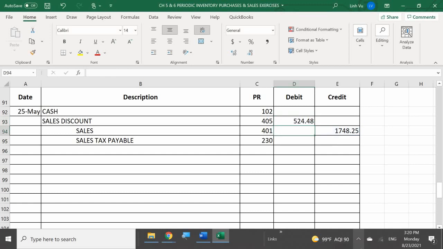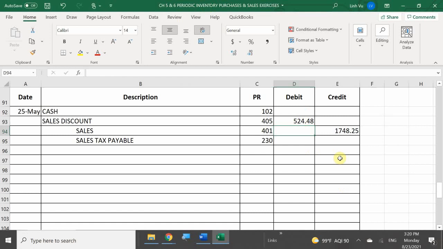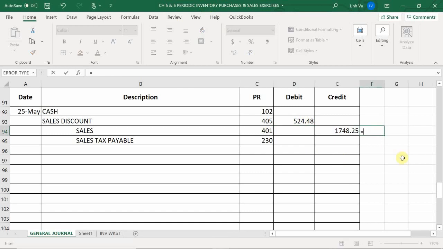524.48. Good. So if I take my total sales minus my discount, I should get a grand total of $1,223.77. So how much tax am I subject to be charging?